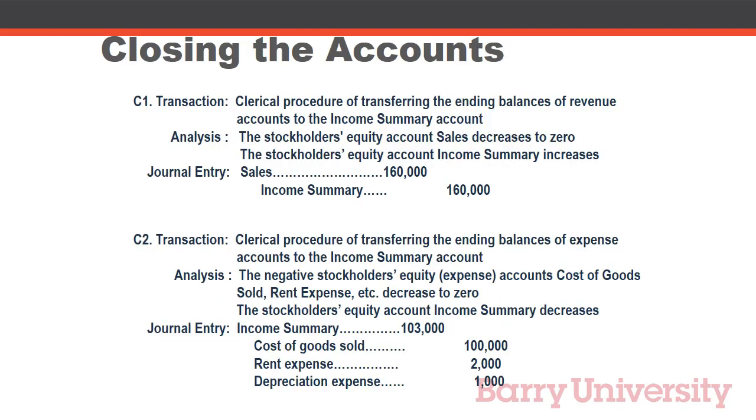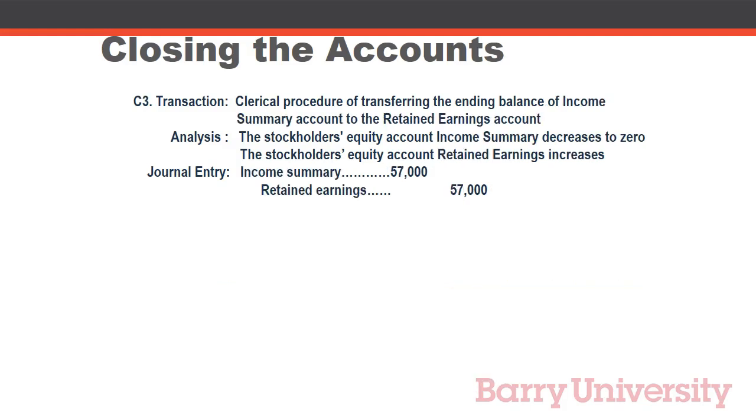Here is the transaction to record the closing of the sales revenue account, C1, debiting sales revenue for $160,000 and crediting income summary for $160,000. At the bottom, we have transaction C2, closing all the expense accounts with a credit balance and debiting income summary. And then on the last slide, we closed the income summary account to retained earnings, increasing our retained earnings account.